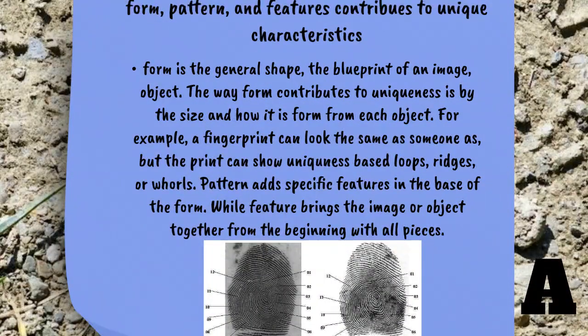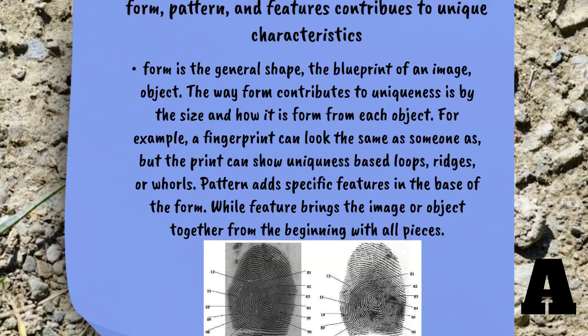So let's also take a look at this here. We have forms, patterns, and features that can contribute to unique characteristics. So when we think about form, it is how you create something, how something is formed. Form is the general shape. It is the blueprint. That's what I like to call it. It's a blueprint of the image.